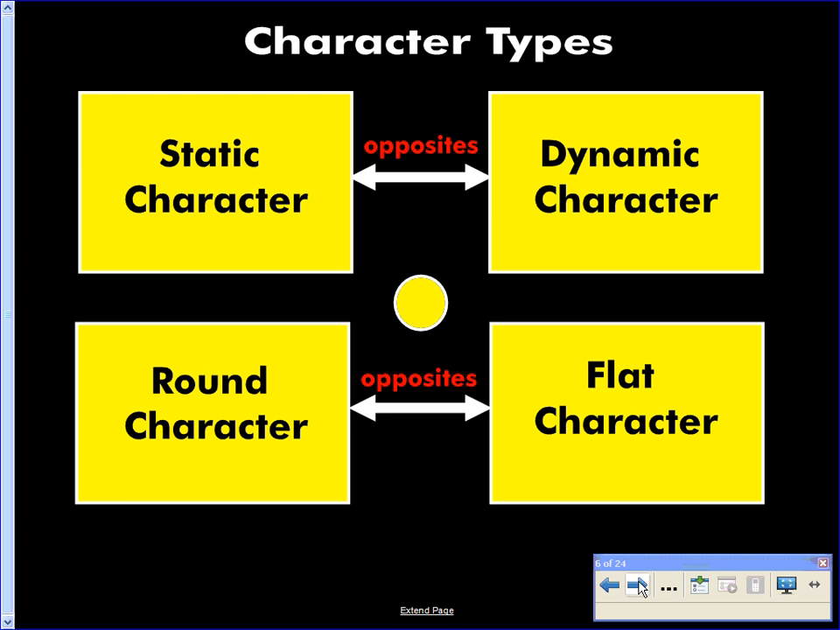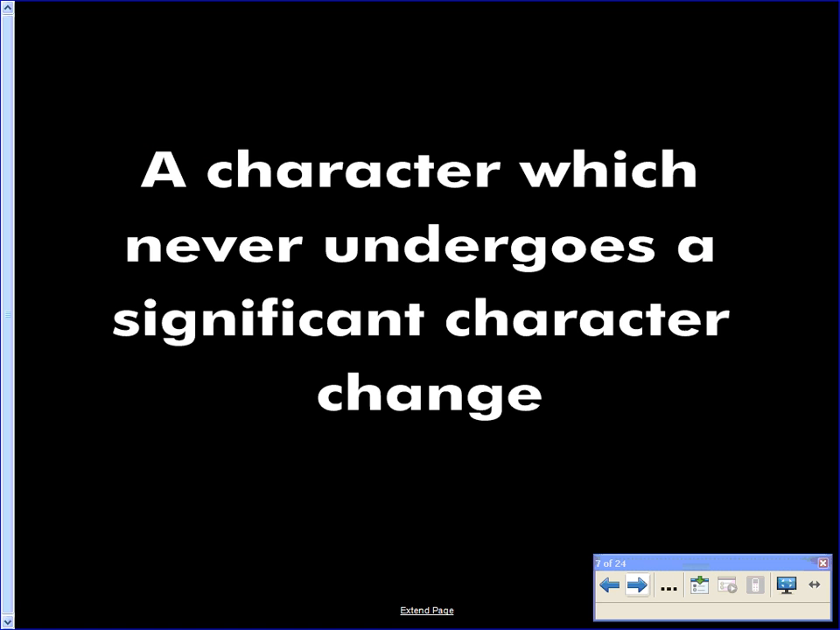Let's take a look at the word static, meaning staying still. Can you tell me what word that is similar to that also means staying still? No? Sorry, it's ready to my mind, but probably not ready to yours. I was thinking about words like stationary. If something is stationary or stationed somewhere, it sits somewhere. Static comes from the same root. And it means a character which never undergoes a significant character change.